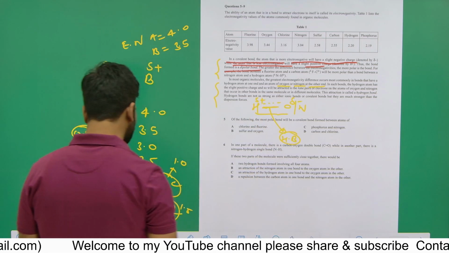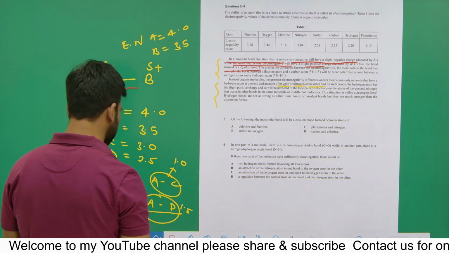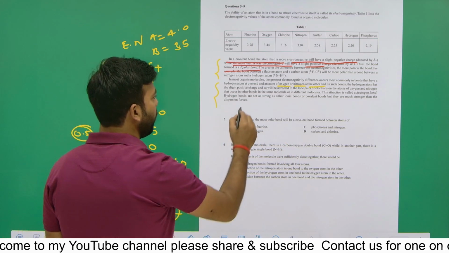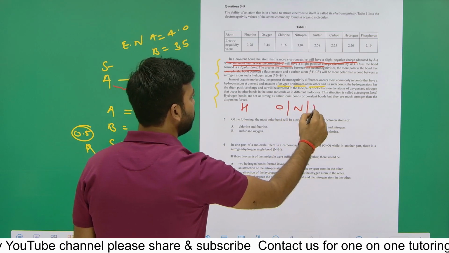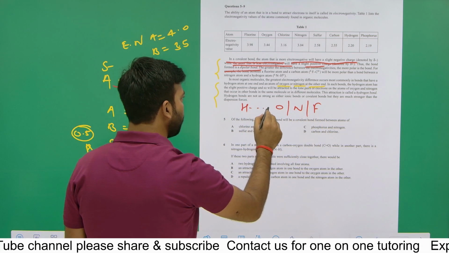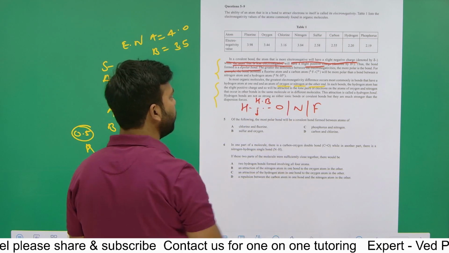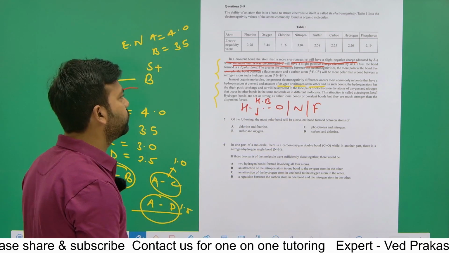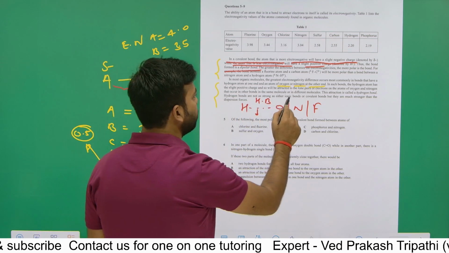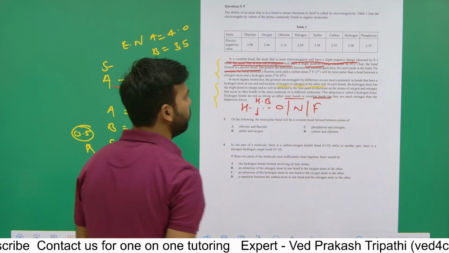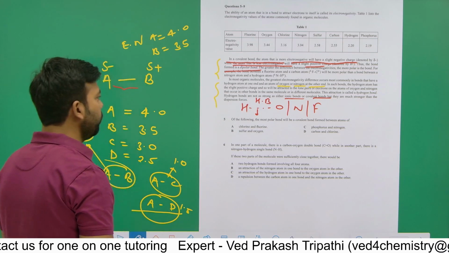The simple thing is that when we have a hydrogen and we have oxygen, nitrogen as well as fluorine, this dotted line is called a hydrogen bond because these are very electronegative elements. Clear? And hydrogen bonds are not as strong as ionic and covalent bonds, but they are much stronger than the dispersion force. Let's move to question 5.